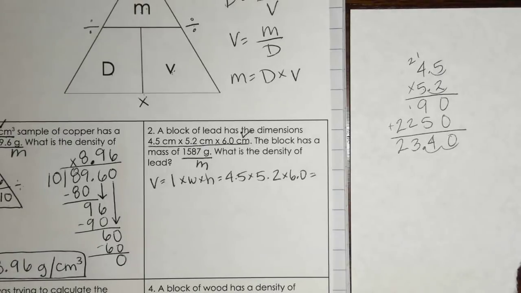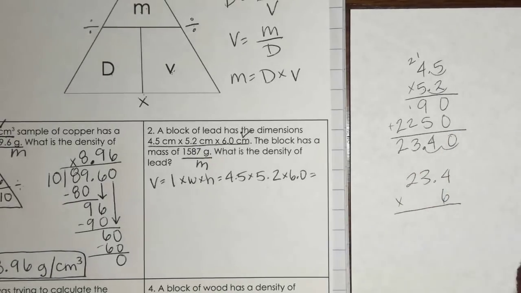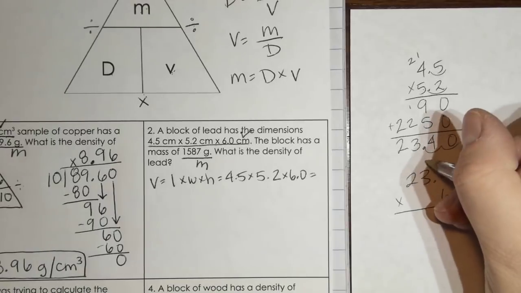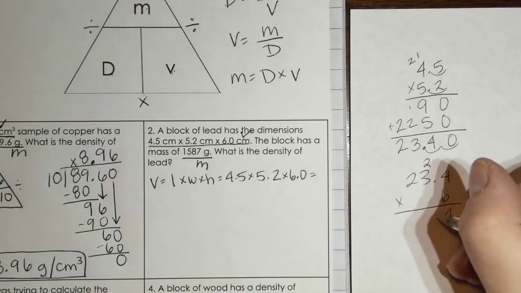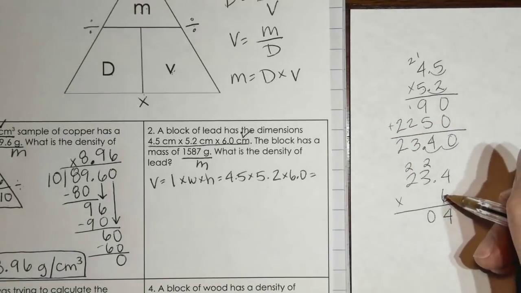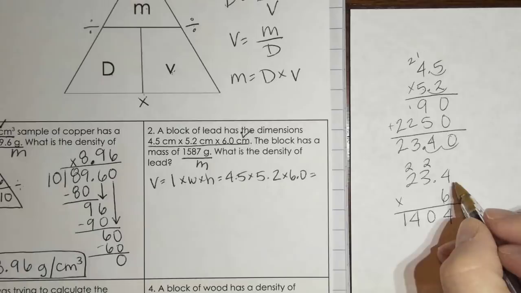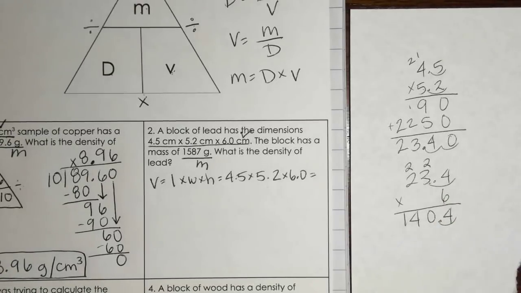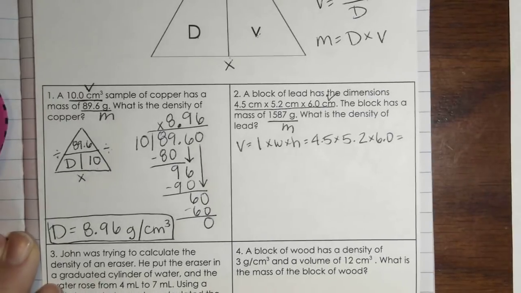But remember, I was multiplying 3 numbers. I needed 4.5 times 5.2 times 6. So now I'm going to do 23.4 times 6. 6 times 4 is 24. Carry my 2. 6 times 3 is 18. Plus 2 is 20. Carrying another 2. 6 times 2 is 12. 13, 14. And then I have 1 decimal place. So my answer is 140.4 centimeters cubed. So I'm going to come back over here and write that down.